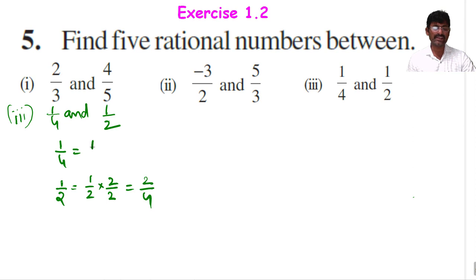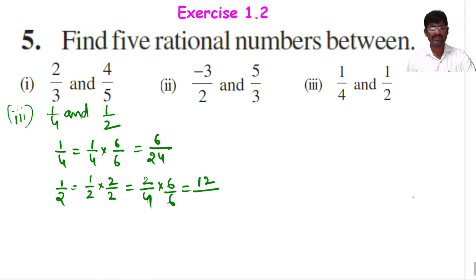That is why multiply again, suppose 1 by 4 times, you can multiply with 2, you can multiply 3, you can multiply 4, you can multiply with 5. That's your wish. Let me multiply with 6. So 6 by 6 here. Here also 6 by 6. So 1 times 6 is 6. 4 times 6 is 24. So that is 6 by 24. This is equal to 2 times 6 is 12 divided by 4 times 6 is 24.